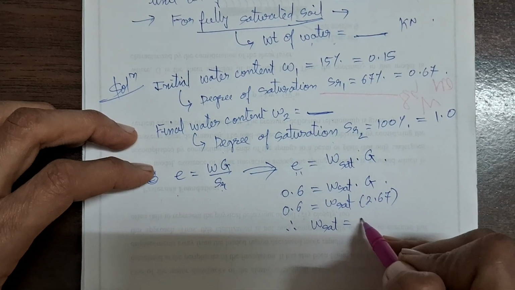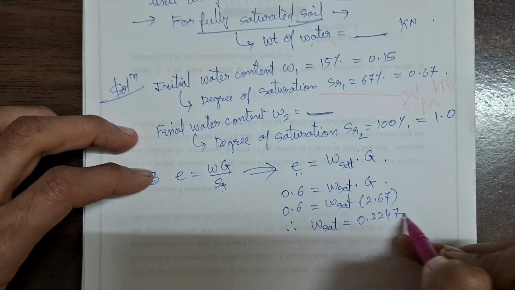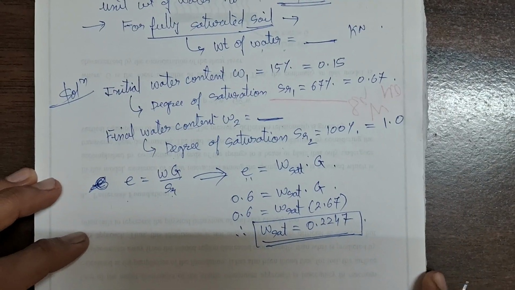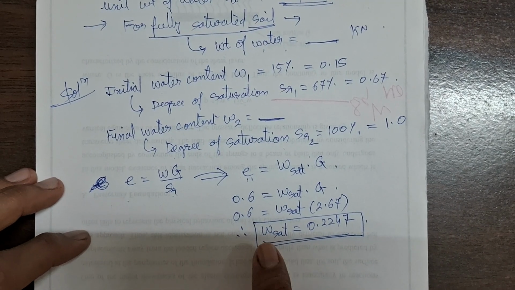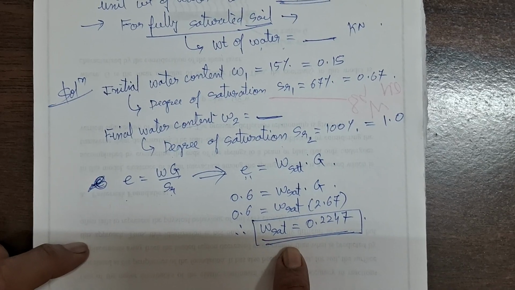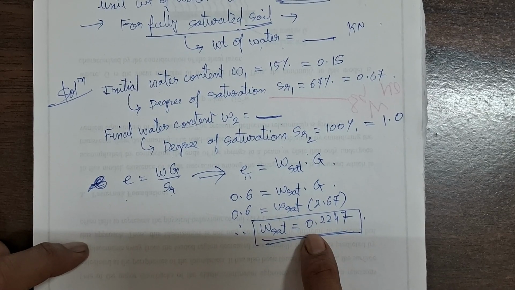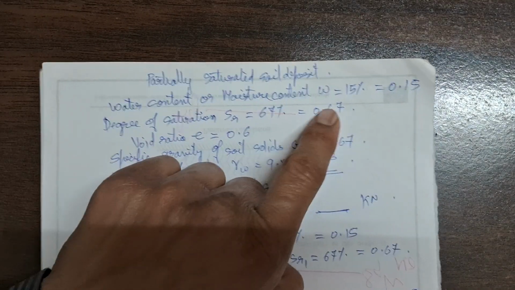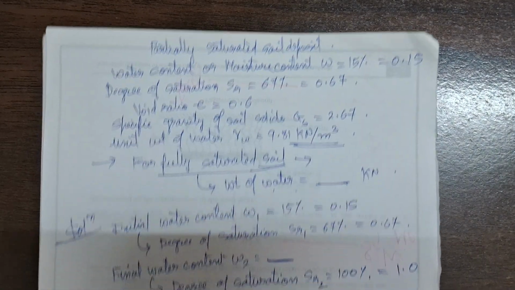Here I have got W_sat. So you can see that the water content at saturation has increased. It is 0.2247, and the actual was 0.15. So it has increased.